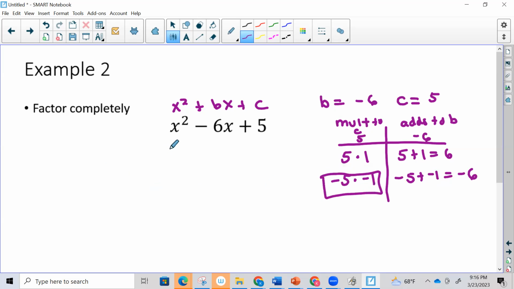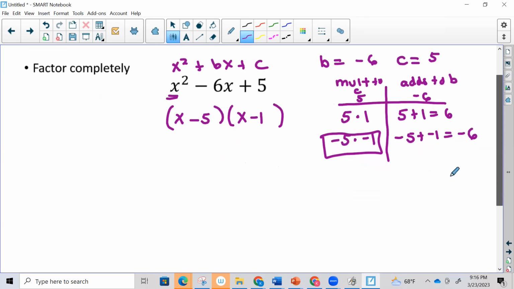And so again, I always write it in my format: two binomials multiplied together. Whatever this variable is, I put that variable in both of the first spots, but to the first power. And then I put these numbers: -5, -1. The order does not matter. If you put the 1 here and the 5 here, it will be the same thing.